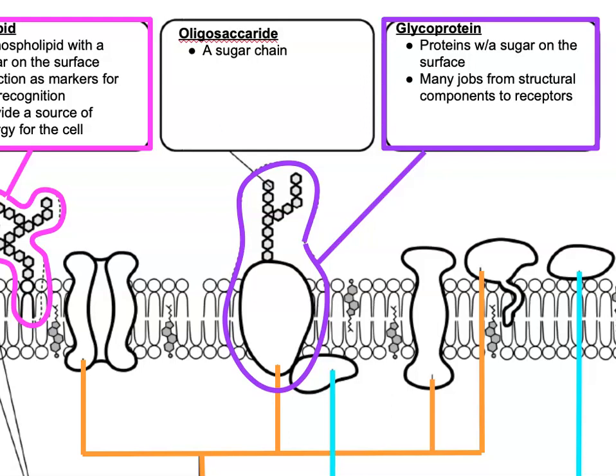Oligosaccharides also attach to proteins. When they are attached to proteins, this structure is referred to as a glycoprotein. This is a protein that contains a sugar chain on its surface. Glycoproteins will serve many different functions, from structural components to receptors to enzymes.